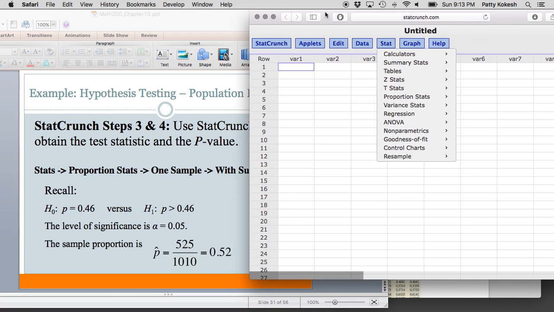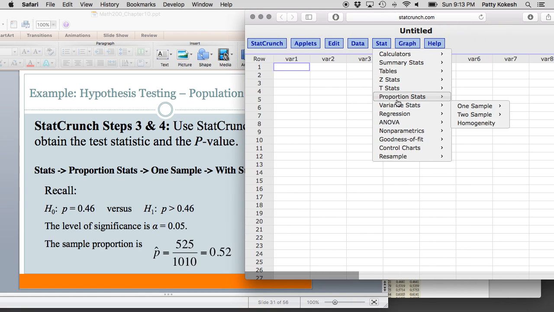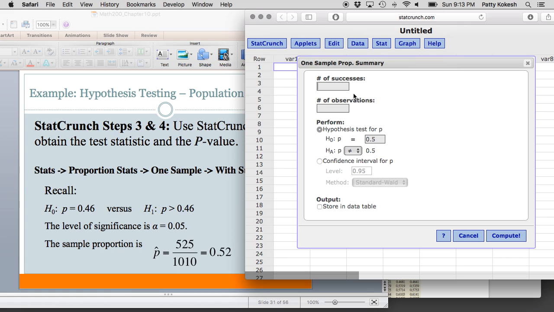Proportion stats. I just have one sample. And in this case, my data is summarized, so I have with summary here. And I put my number of successes. So I had 525 out of 1,010 people say that they did not trust the media.